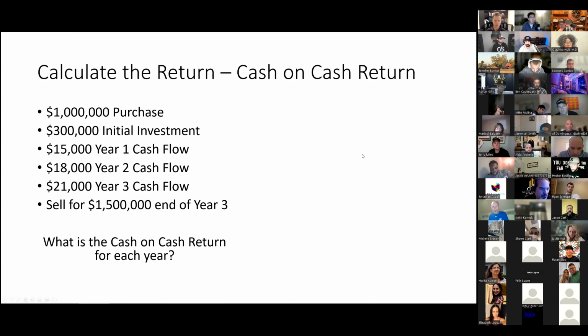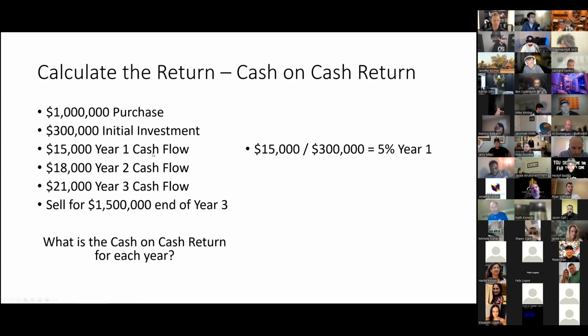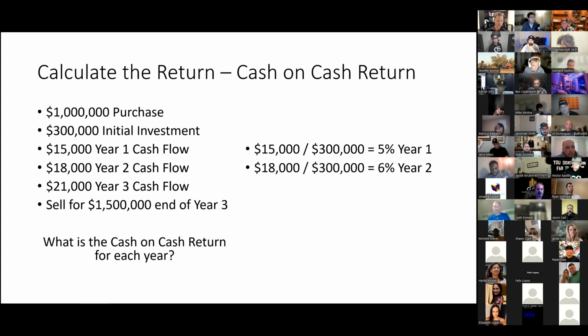Okay, so for year one, you have 15K year one cash flow. You divide that by the initial investment of 300K and you have 5% year one. Do that again for year two with 18K, that's 6%. And then year three, the cash flow is 7%.